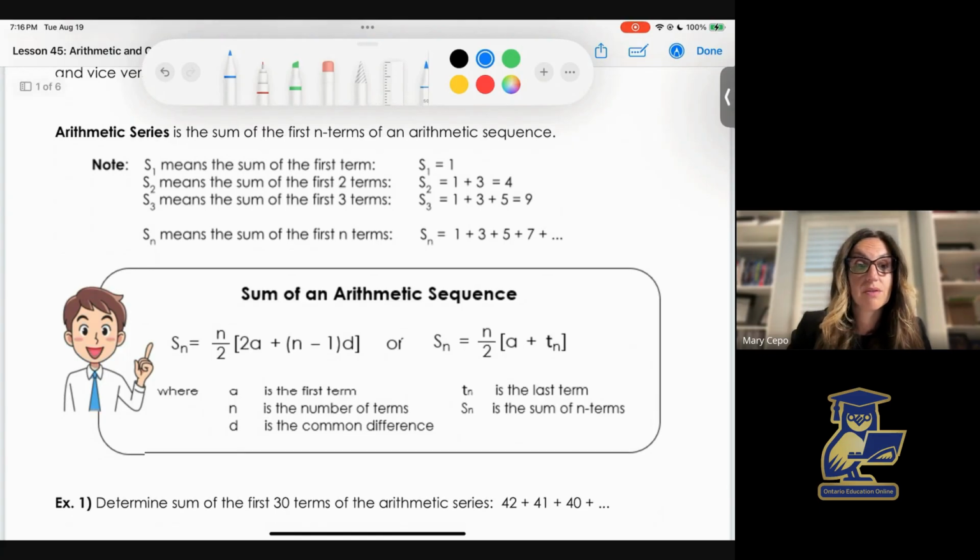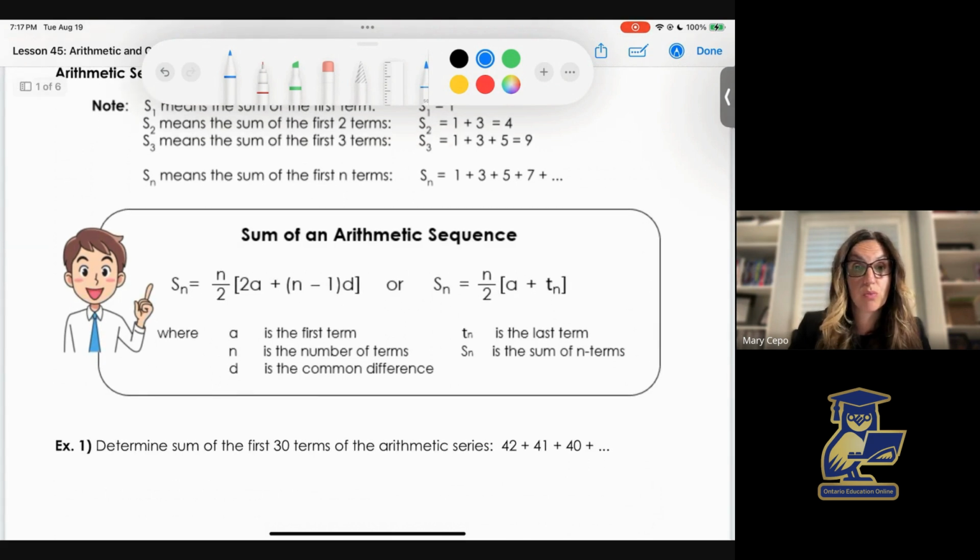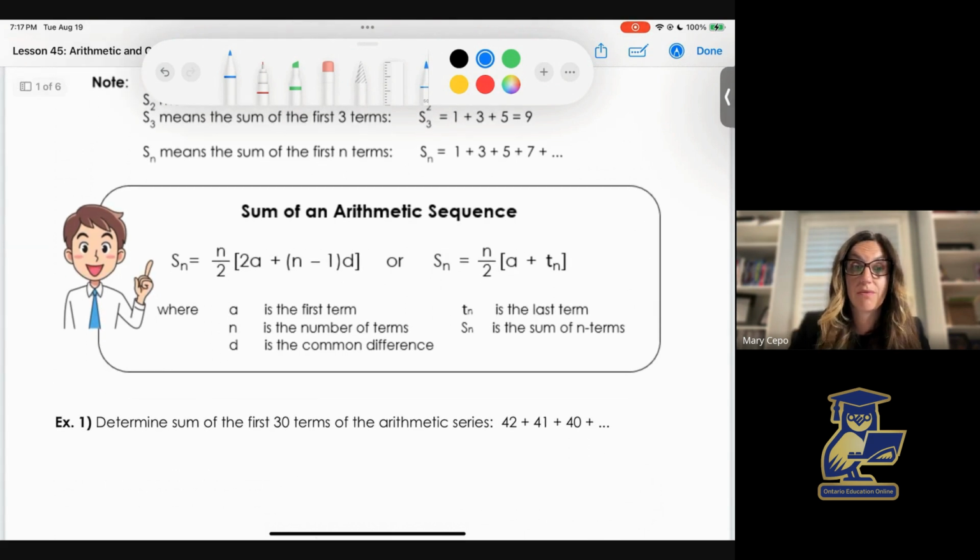S3 means the sum of the first three terms. So S subscript 3 is equal to 1 plus 3 plus 5, which is 9. S subscript n means the sum of the first n terms. So you would just add depending on what term number you are wanting the total sum of.